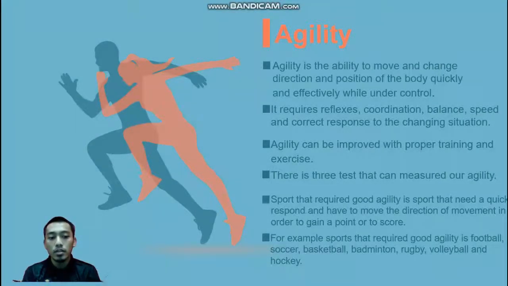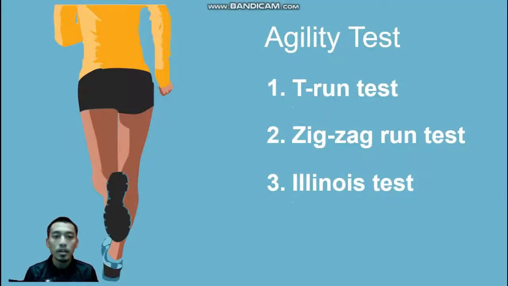Sports that require good agility are sports that need a quick response and have to change the direction of movement in order to gain a point or to score. For example, football, soccer, basketball, badminton, rugby, volleyball, and hockey. The 3 tests used to test agility are the T-test, Zig Zag run test, and Illinois test.